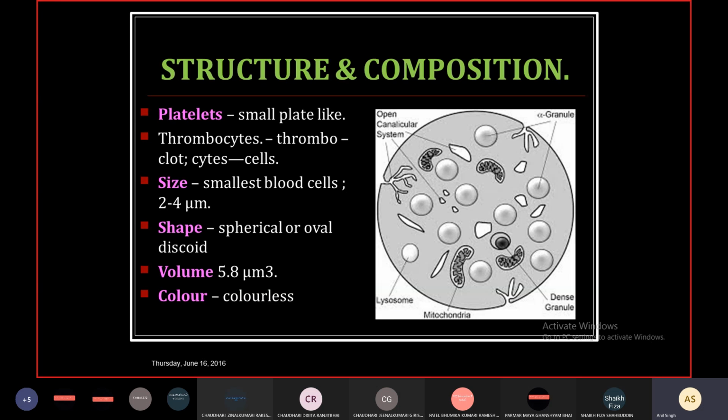These platelets are colorless. They will not have any color. White blood cells appear white, RBC appears red, while these platelets appear colorless.